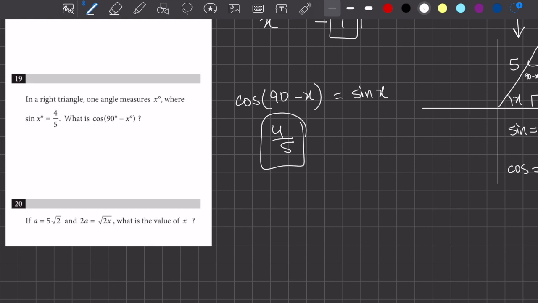Time for the final question. Substitute a into the equation. The root 2 on both sides cancels out. Then square both sides to get x equals 100.